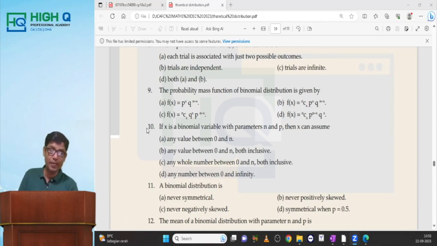What is the probability mass function? nCx, p power x, q power n minus x.